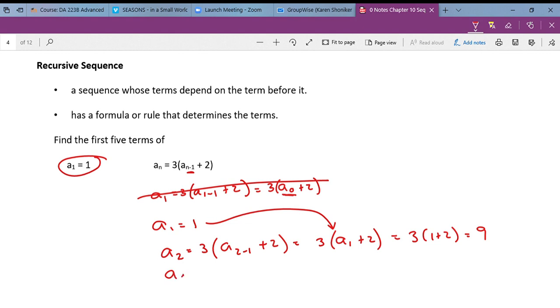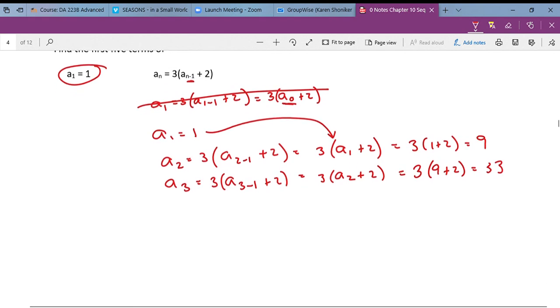Then if I go to find A3, it would be 3 times a to the base 3 minus 1 plus 2, which means that it's 3 times the second term plus 2. And then the second term we found was 9. So we're going to plug in the second term being 9 plus 2, which would give me 33. So every term is dependent on the term before.